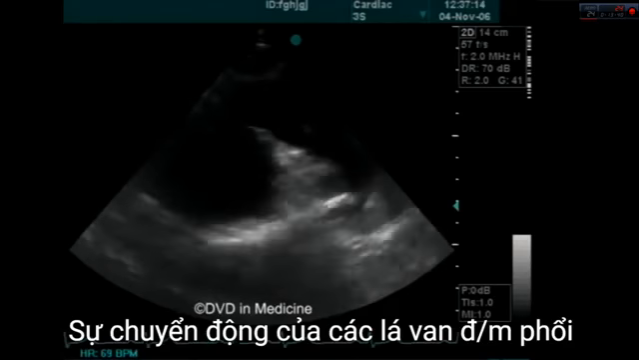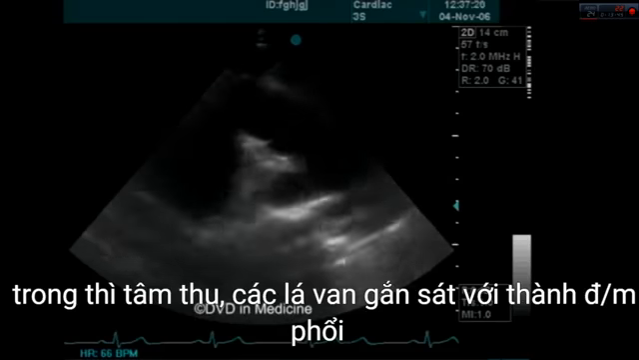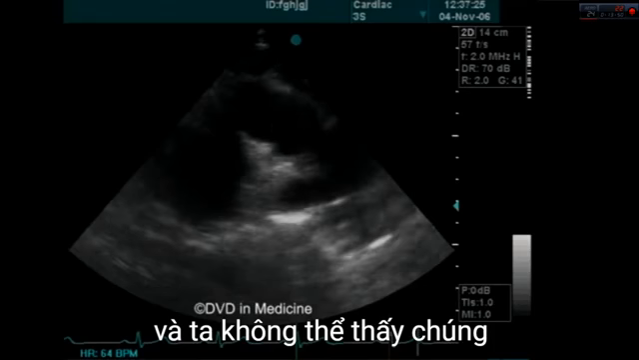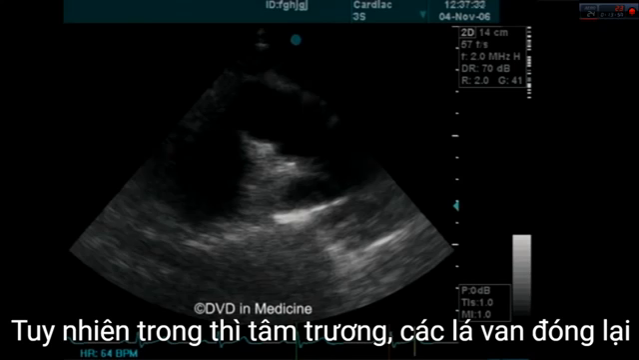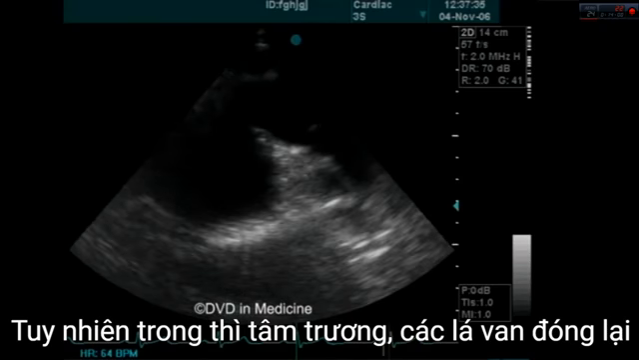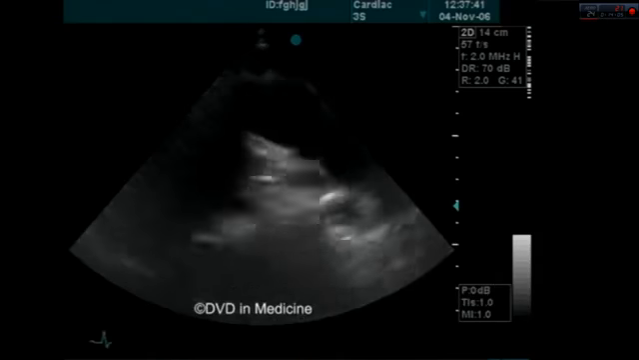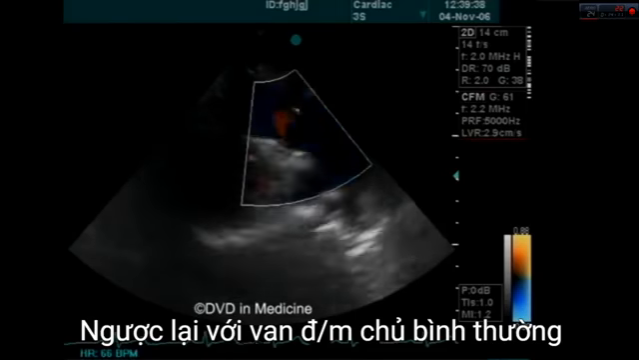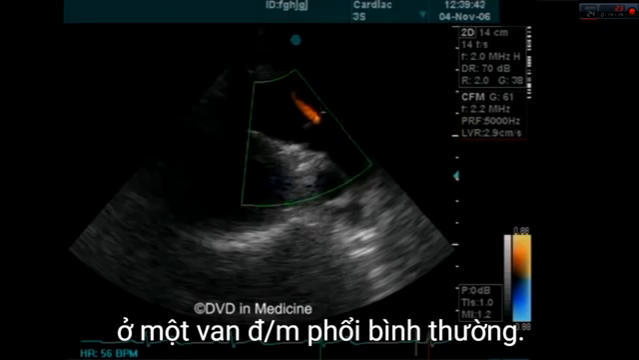The motion of the pulmonary valve leaflets is similar to the motion of the aortic valve leaflets. During systole, the leaflets get in close contact with the pulmonary artery walls and one cannot see them. However, during diastole, the leaflets close and the backward blood flow from the pulmonary artery into the right ventricle terminates. As opposed to a normal aortic valve, one can often see a mild regurgitant flow in a normal pulmonary valve.